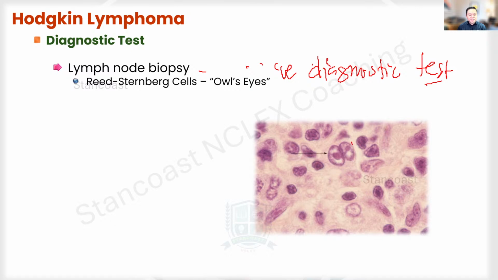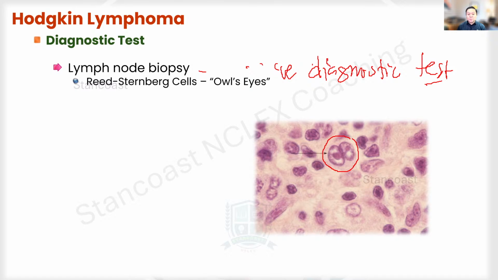Do you notice the section right here? Let me remove that one. I just want you to take a look right where the arrow is pointing. You can see here two bead-like structures, and it has the owl's eyes. Can you see that similarity, the resemblance of owl's eyes? That's basically the description of the Reed-Sternberg cells microscopically.